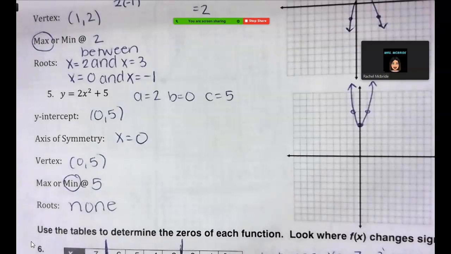Okay, and then number 5. This example has no roots because the graph is completely above the x-axis. So this graph has no roots because it's completely above. It is symmetric about the y-axis, or x equals 0. Its vertex is 0, 5 because the graph is shifted up 5 units. It has a min.